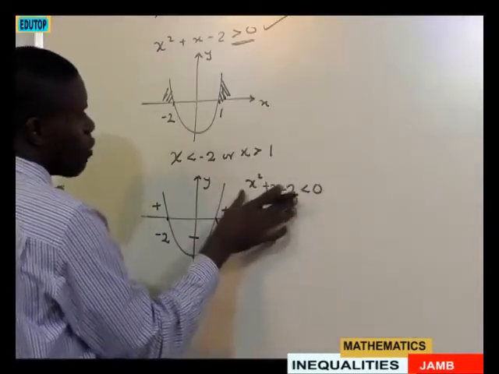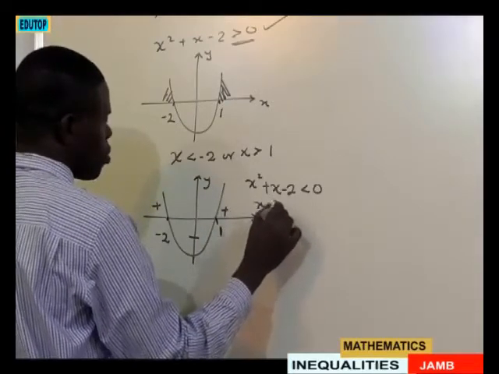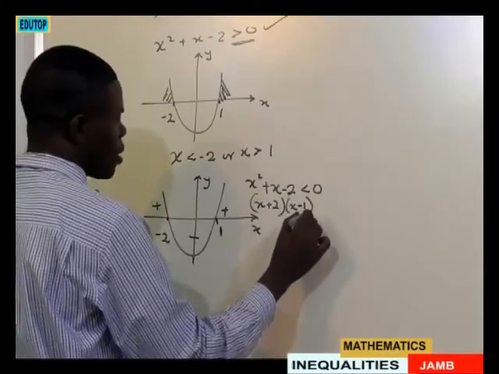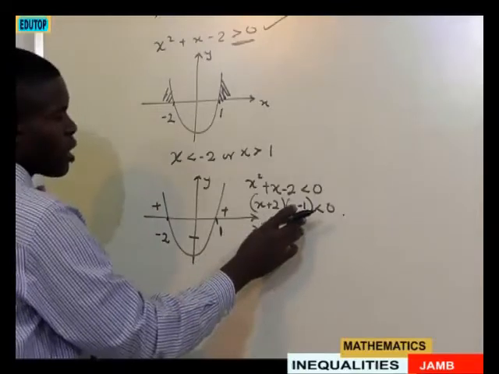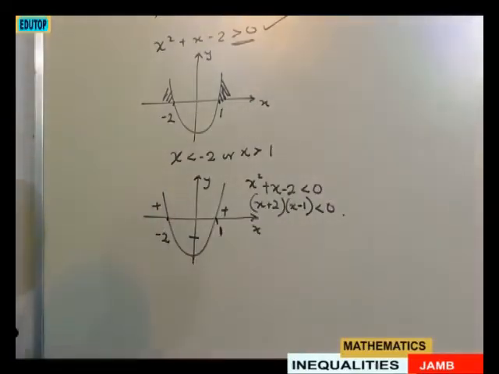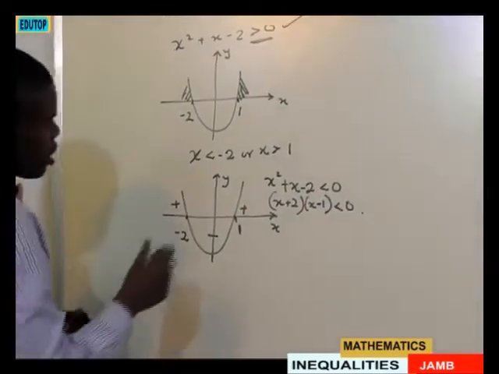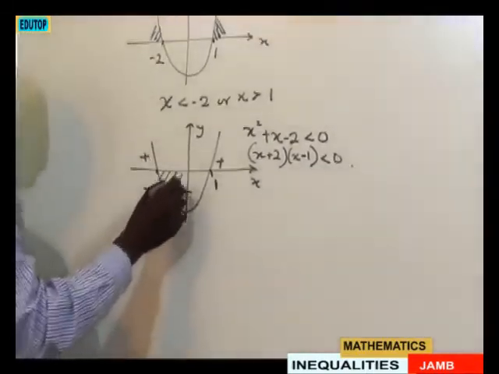That means the whole of this, which is x plus 2, x minus 1, remember from what we did earlier. So the whole of this is negative, because anything that is less than 0 will definitely be negative. Now we go to our negative region and we shade. This is the only negative region, this curve. So we shade the negative region.